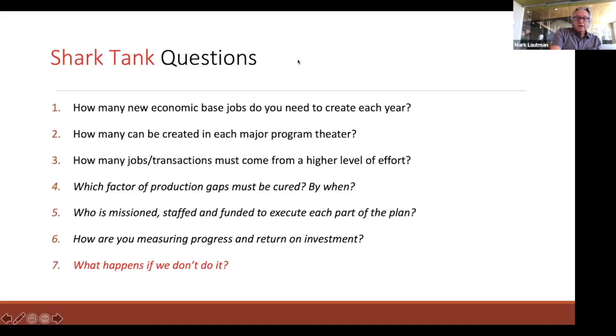You will also have the Shark Tank questions to contend with. These are especially relevant if you're having to get approval for your plan, or you're trying to get money for programs later on, or whether you're sitting in judgment of whether someone gets funded or not, or gets priority or not. These are some of the questions that should be the template for the post-planning part of the process, where you have to actually go to the community and explain what you're doing and why you're doing it.